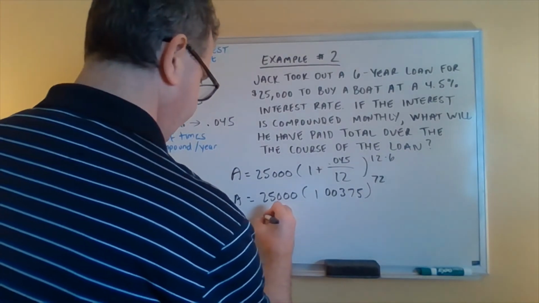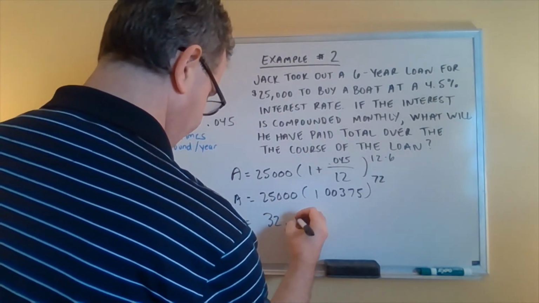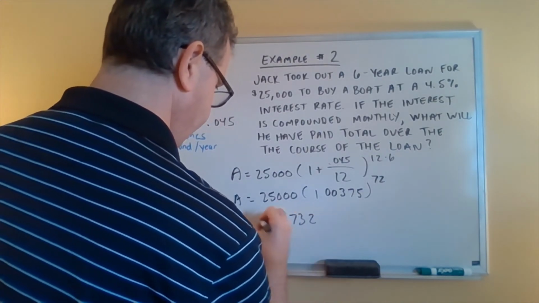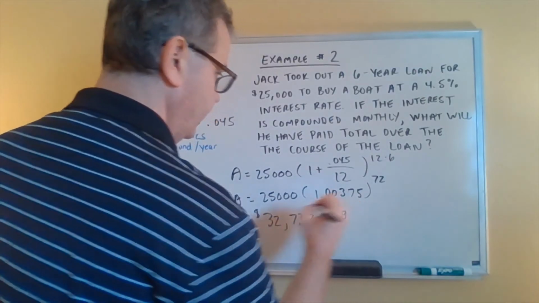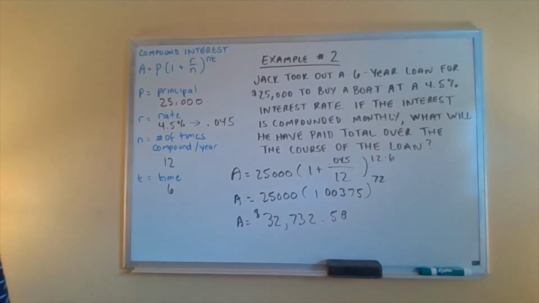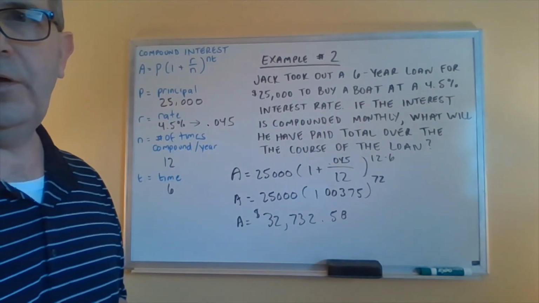And that gives us a total amount of $32,732.58. Turned out to be kind of an expensive boat there. $32,732.58 is the total amount that Jack spent over the course of the 6-year loan. Let's take a look at one more example here.